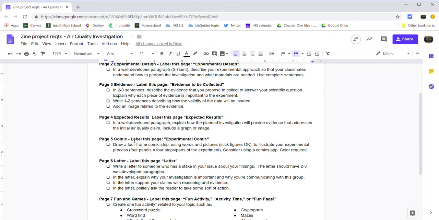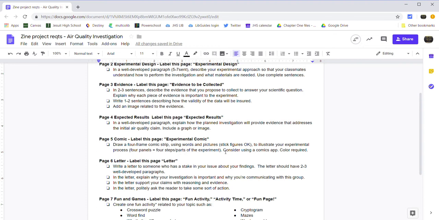Page 5 is a fun one. It's the comic page. You're going to name it experimental comic, or if you could come up with something more clever for comic, you could name it that. You're going to draw a 4-frame comic strip. You're going to use words and pictures, but stick figures are perfectly okay. And you're going to illustrate your experimental process. So it's going to be 4 panels, so you want to divide your little page into 4, and each panel is going to explain one step or part of the experiment.